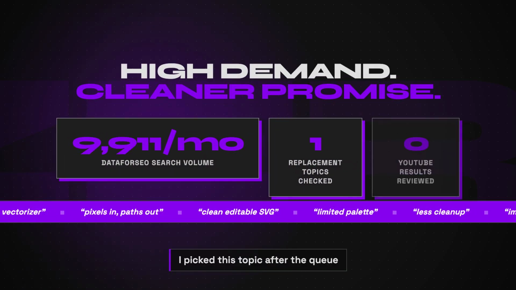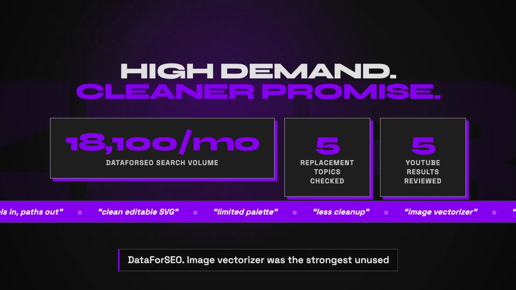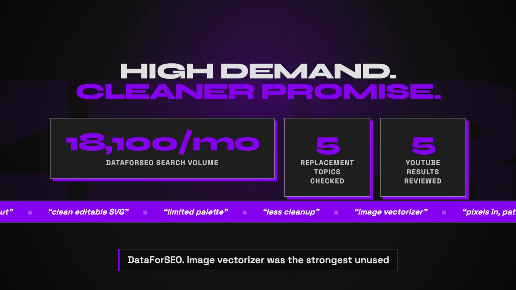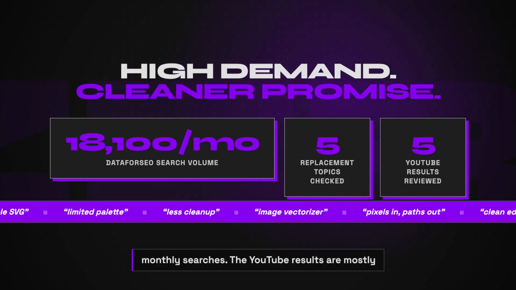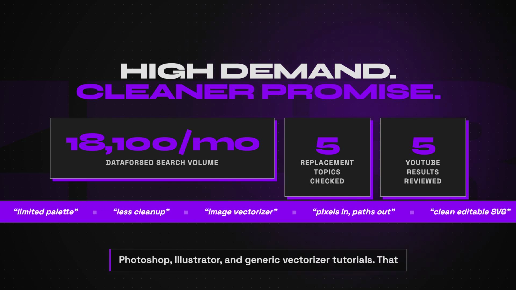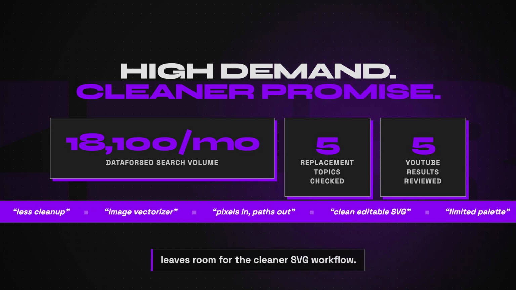I picked this topic after the queue was exhausted and checked replacement ideas with data for SEO. Image Vectorizer was the strongest unused candidate, with about 18,100 monthly searches. The YouTube results are mostly Photoshop, Illustrator, and generic vectorizer tutorials. That leaves room for the cleaner SVG workflow.